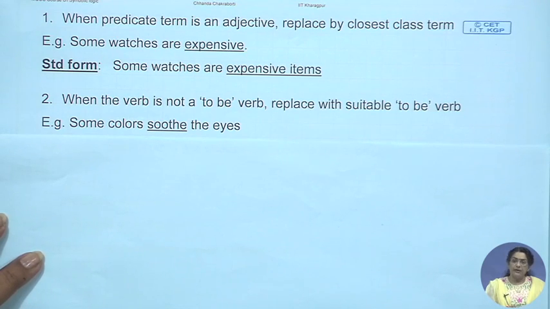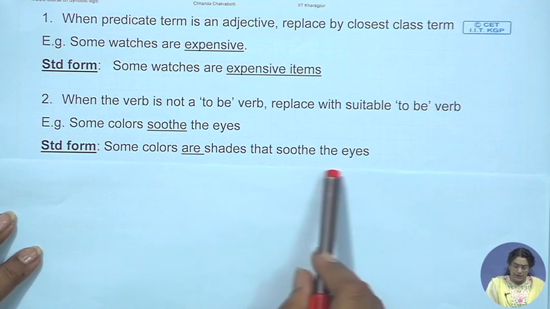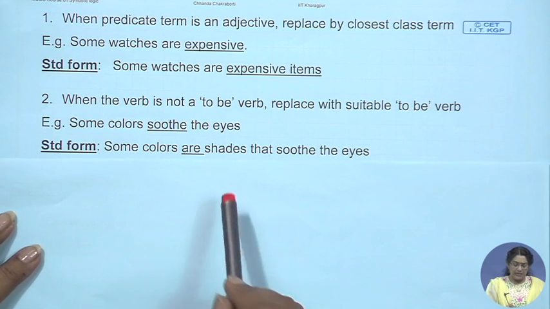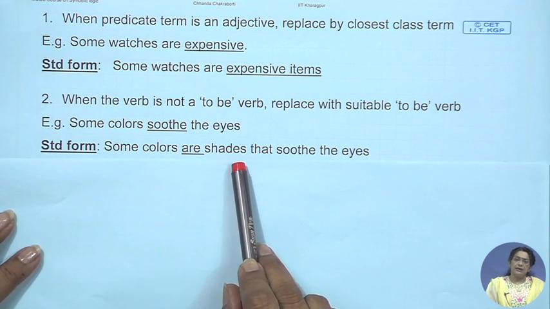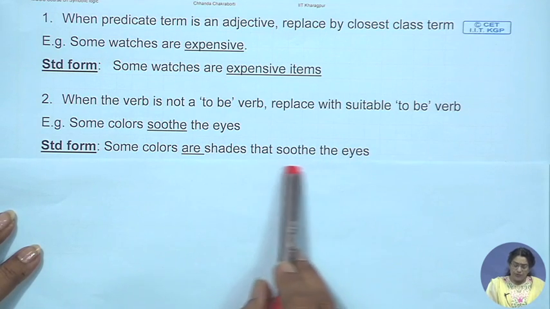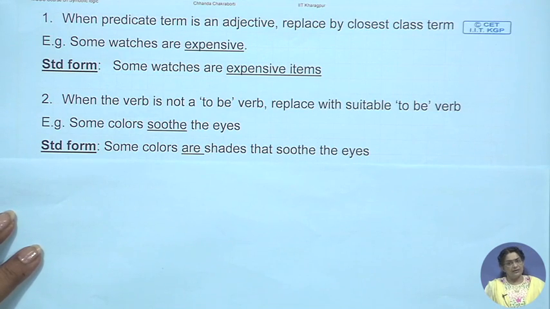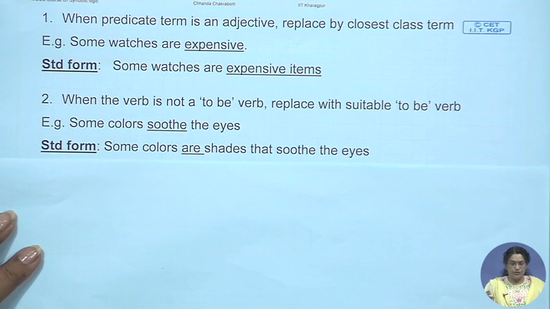So if you do that, what will happen? Some colors are, and then whatever you want to say here will become a qualifying phrase in that. So here is my suggestion. Some colors are shades that suit the eyes. Once more, you need a handle. You need a class, closest class, and then the remaining thing, whatever you are trying to say, becomes the qualifier of that class. Shades that suit the eyes is the class, and these colors are members of that class. Did you understand? But look, notice what has happened to the verb. It has gotten changed to what we needed.